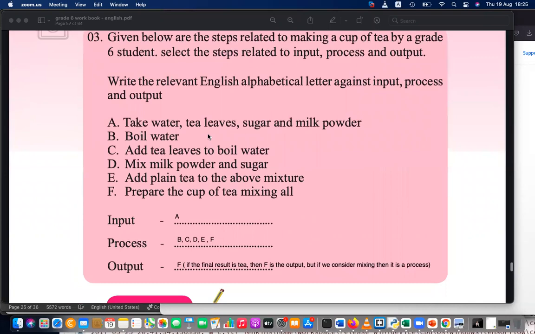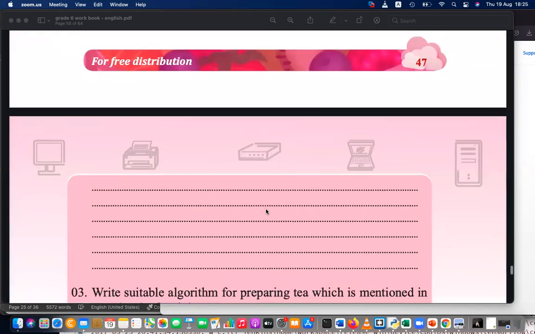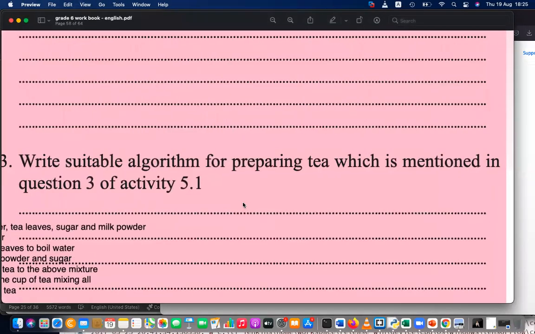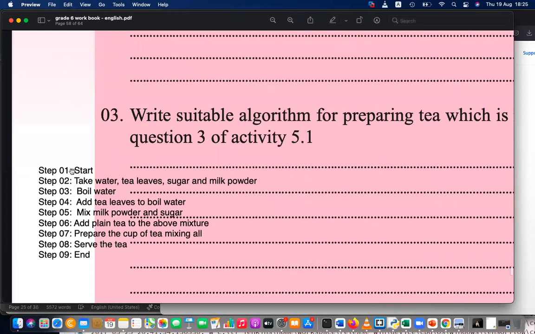Take water, tea leaves, sugar and milk powder, then boil water, add tea leaves to the boiled water, and mix milk powder and sugar, add plain tea to the above mixture and prepare the cup. And so you have to write the steps. First of all, in an algorithm we have to mention the starting phase, so you can write start. Step number 1, start.